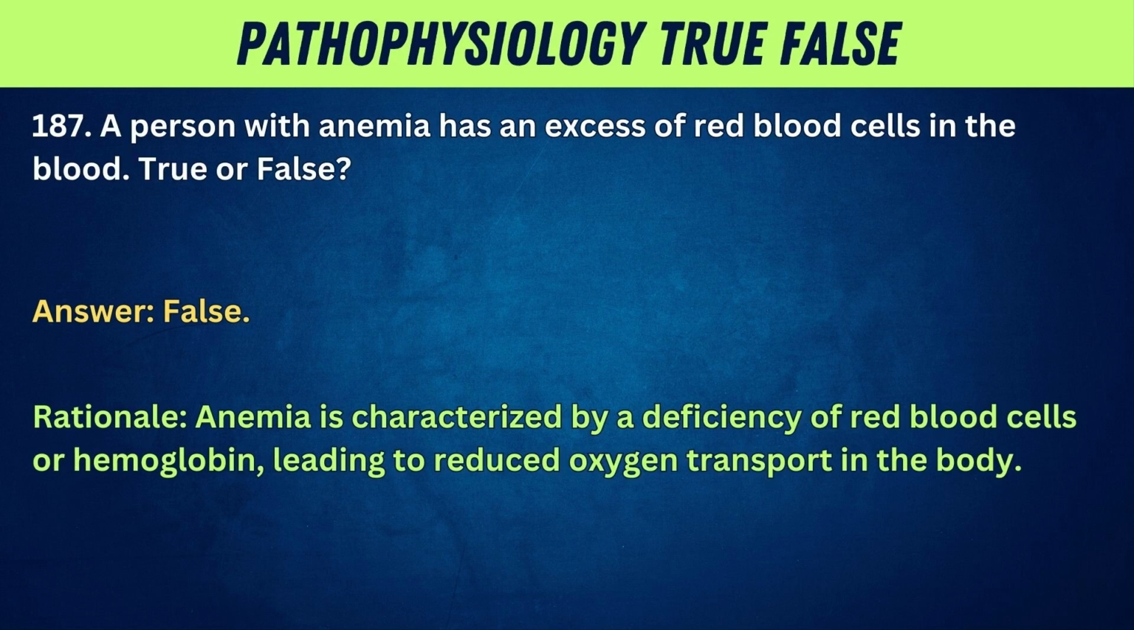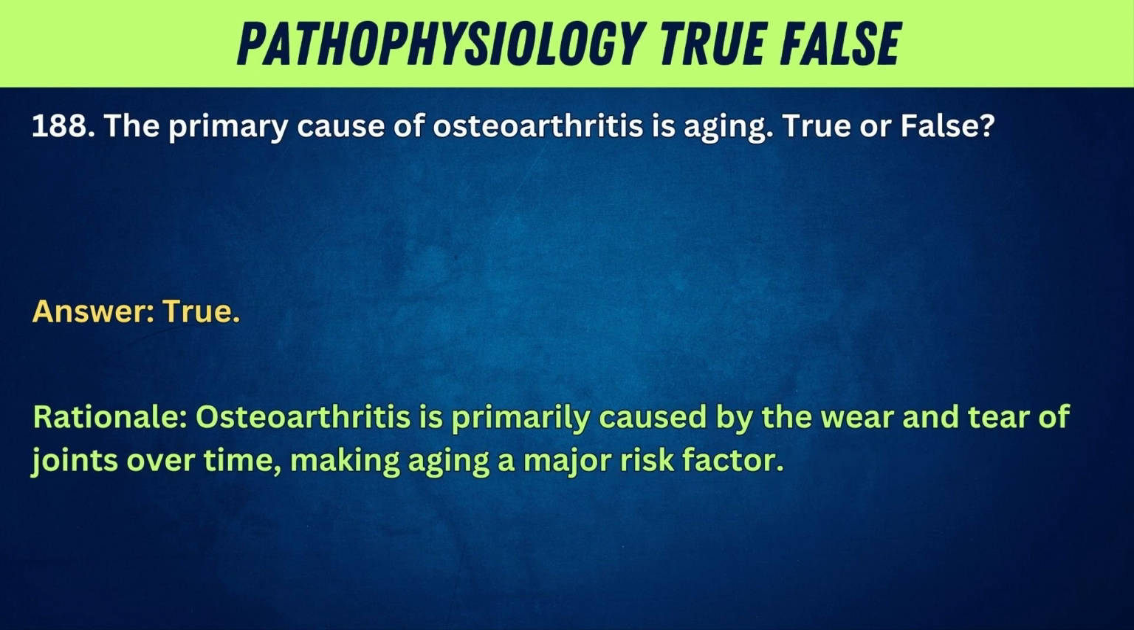187. A person with anemia has an excess of red blood cells in the blood. True or false? Answer: false. Rationale: anemia is characterized by a deficiency of red blood cells or hemoglobin, leading to reduced oxygen transport in the body.